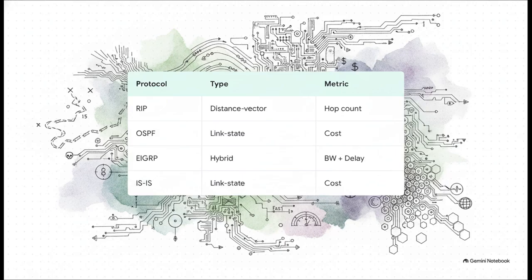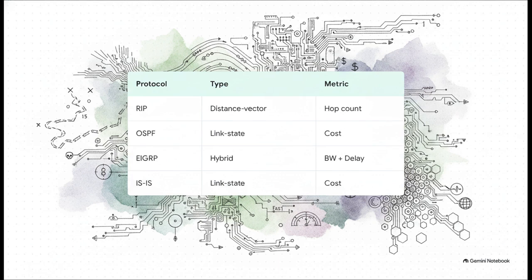RIP is simple but very limited. Its metric is purely hop count, and it maxes out at 15 hops. Anything 16 hops away is considered dead. Then you have OSPF, which is a link state protocol. Instead of rumors, OSPF builds a complete mathematical map of the network and uses cost, which is based on bandwidth, as its metric. It is perfect for large enterprises.